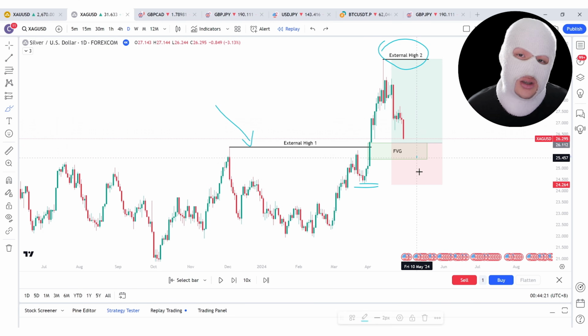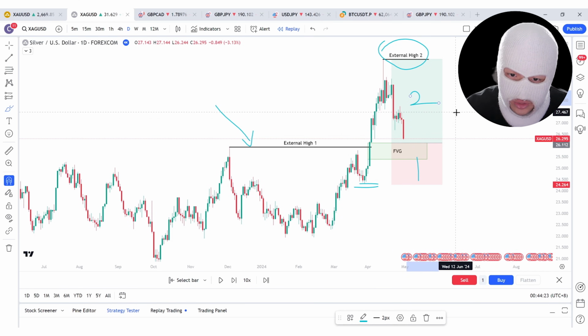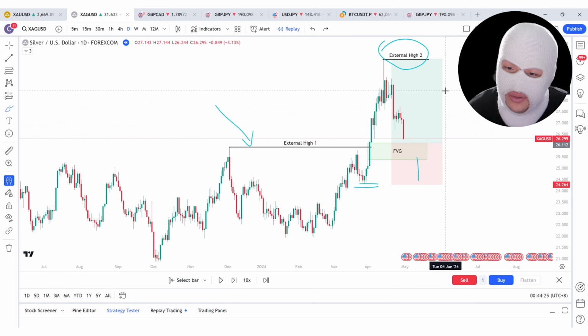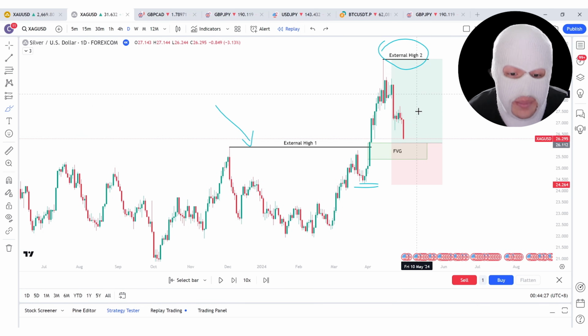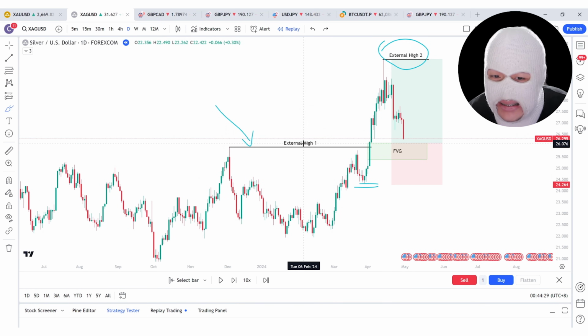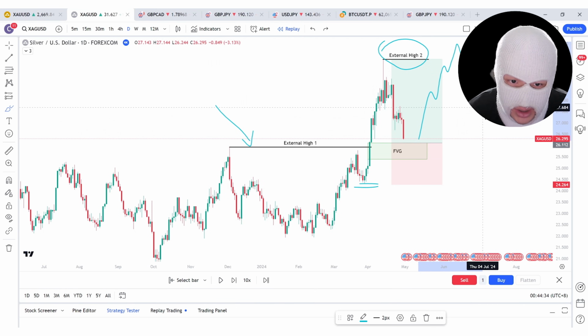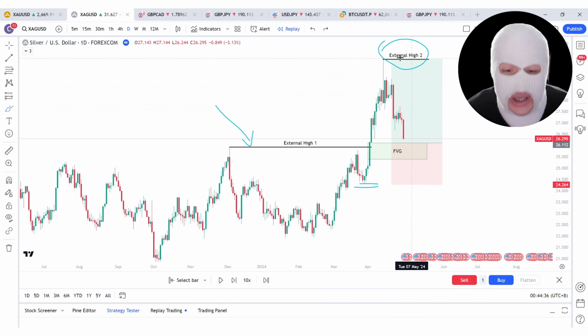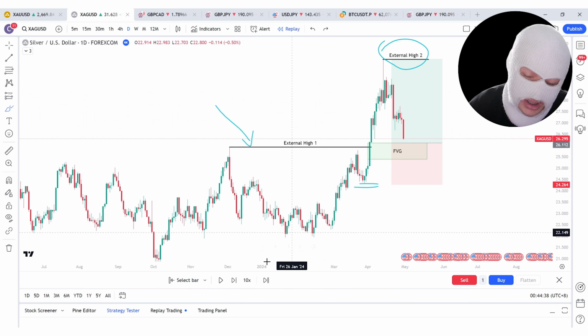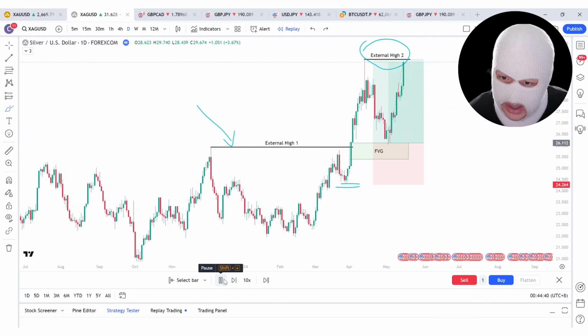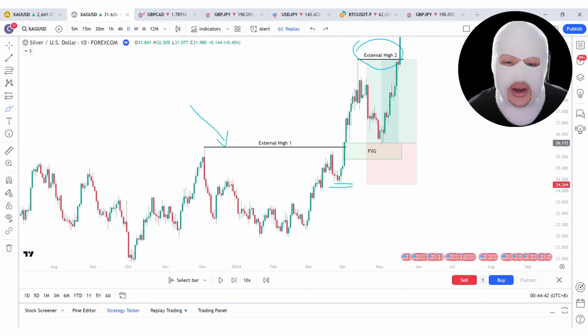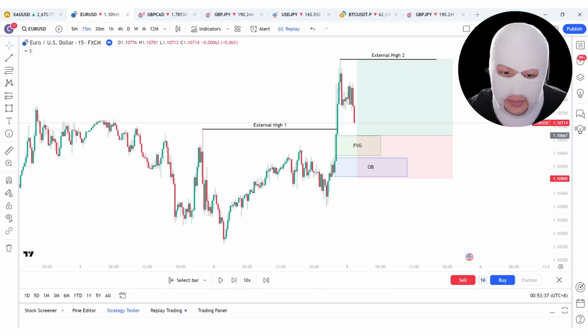Take profit wise, you should be targeting your external high 2. The reason why we are not aiming for higher prices, as explained before, after taking out an external high in an uptrend, is because we are expecting a retracement, and therefore I would want to secure my profits before it retraces. So let's see how this trade plays out. And there we go. Zero drawdown and smash full take profit.